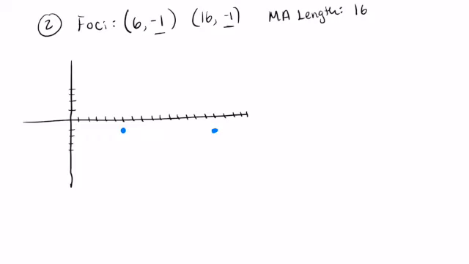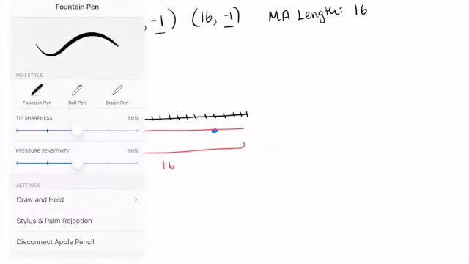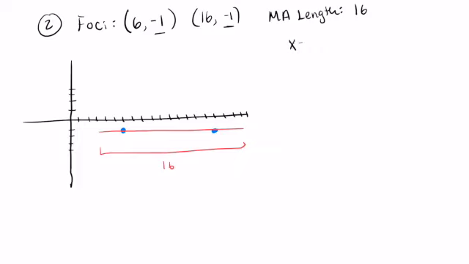And I have a length of a major axis of 16. So this length here is 16. So I want to fill in my equation. I'm filling in x minus or plus something squared plus y something squared equals 1. And I don't know what a squared and b squared are.